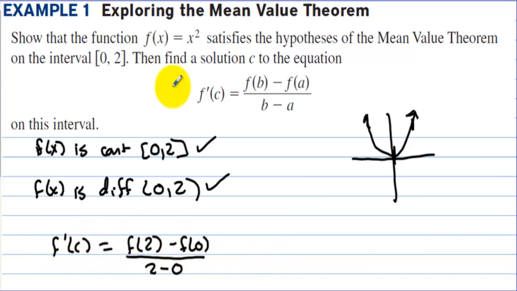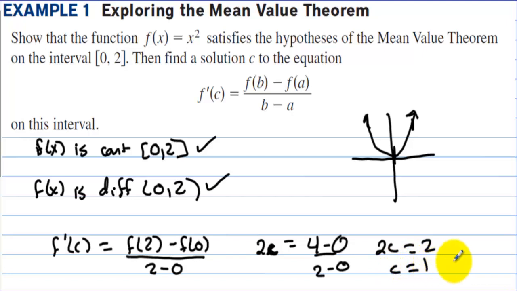So we find the derivative. The derivative of x squared is 2x. We have 2x is equal to, if I plug 2 in, that's 4, so we have 4 minus 0 over 2 minus 0. We have 2x, or 2c in this case, we're trying to find a c, is equal to 2, so c is equal to 1. Now what we found is, let me pick a different color here. Here it is. At 1, the slope of the tangent line right here, that's the instantaneous velocity, is the same as the slope of the secant line. That is average velocity.